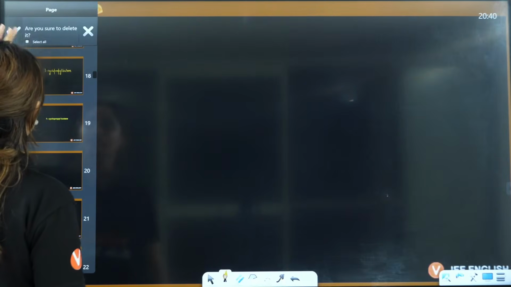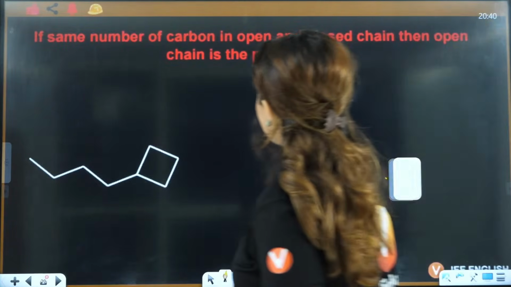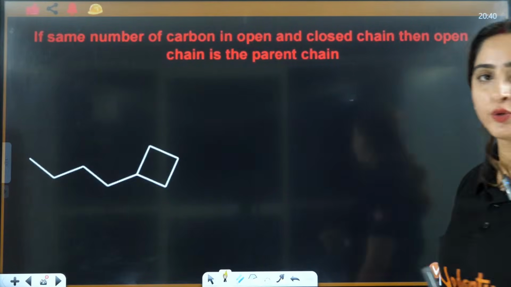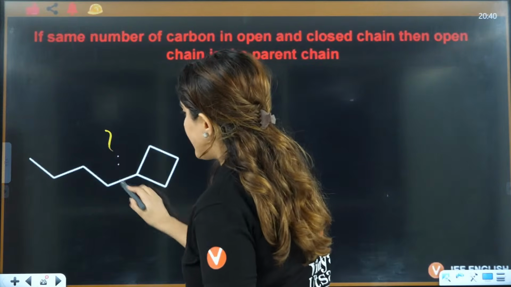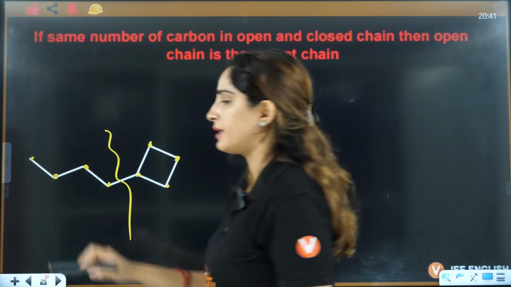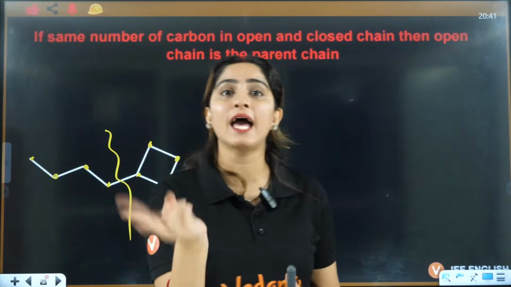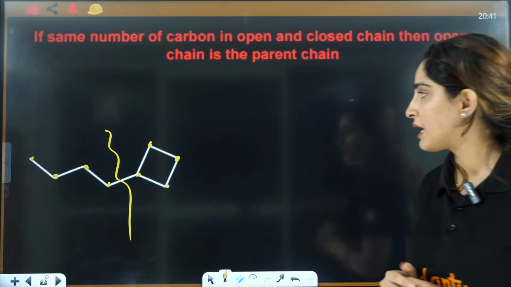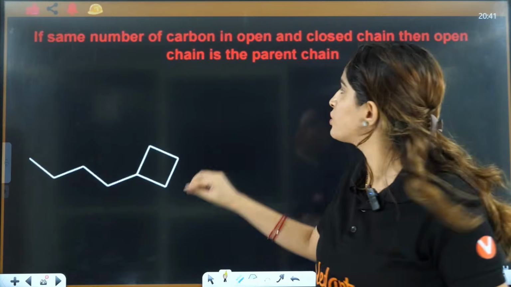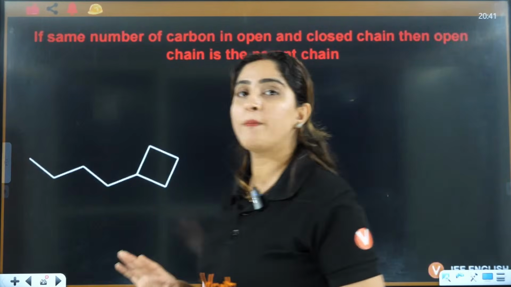Okay, that one will be, let's see, if you have the same number of carbons in the open and closed chain, what will you do? Break this bond, you will have 1, 2, 3, 4 carbons here, 1, 2, 3, 4 carbons here. Now ma'am, you told us that you choose the one with more carbons. But what if both have the same number of carbons? Now what are you going to do? You are going to choose the open chain as the parent chain, right? Open chain as the parent chain.